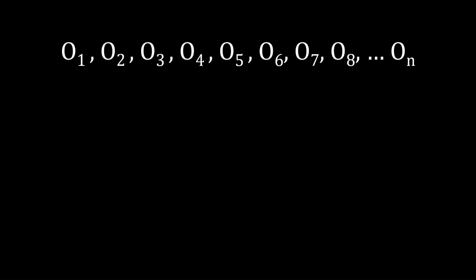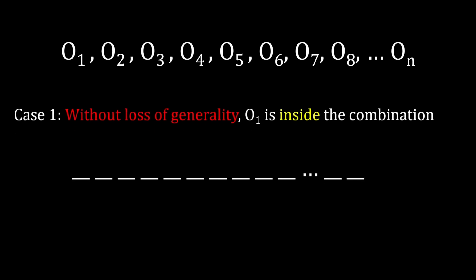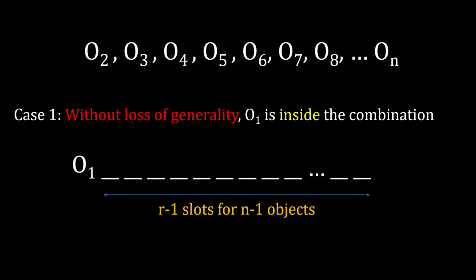Now, let's say we have a bucket of n objects from O1 to On, and let's say we want to choose r objects from this. We can choose to do it like so. Case 1. These are the ways, without loss of generality, in which one of the objects, O1, is inside the combination. This means that we have to devote 1 slot for O1, and we have n-1 objects in the pool to fill up r-1 remaining slots.